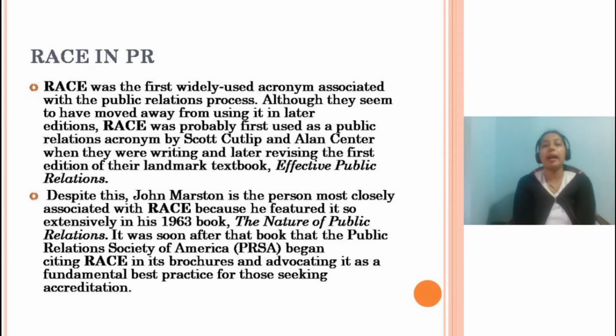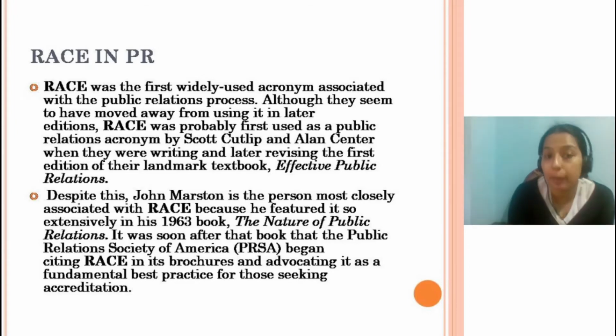RAISE was the first widely used acronym associated with the public relations process, although they seem to have moved away from using it in later editions. It was probably first used as a public relations acronym by Scott Cutlip and Allen Center when they were revising the first edition of the landmark textbook Effective Public Relations. Despite this, John Marston is the person most closely associated with it because he featured it so extensively in his 1963 book, The Nature of Public Relations.